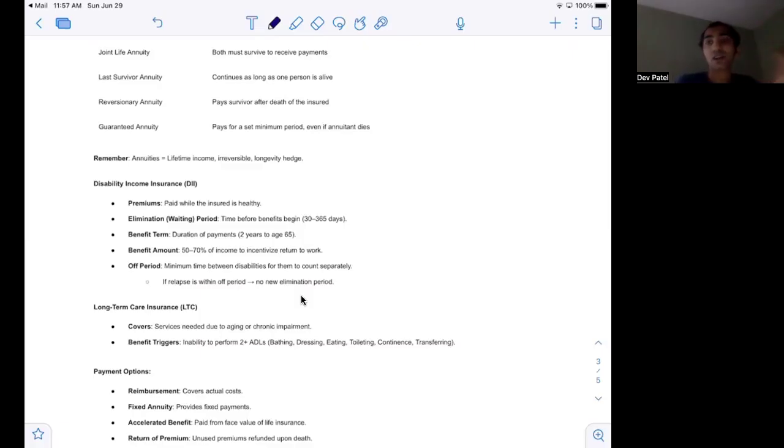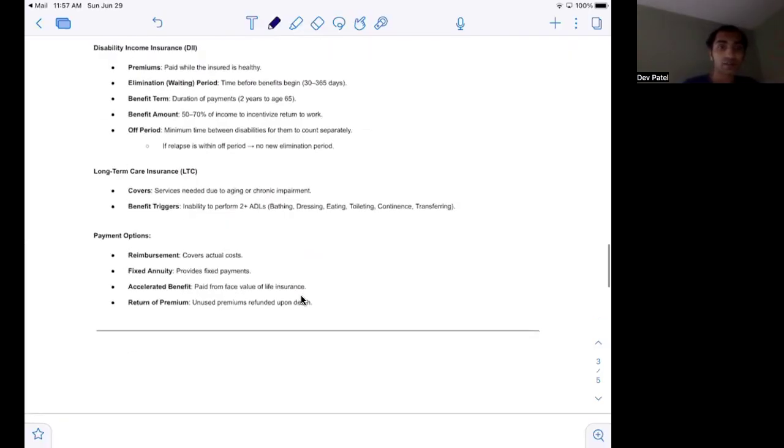But if it's less than the off period, so if the off period is 2 months and they become disabled again within those 2 months, then you don't count the elimination period or the waiting period, and the benefit term still applies as if it's a single term or a single policy. And then we have long-term care insurance, which covers services needed due to aging or chronic impairment.